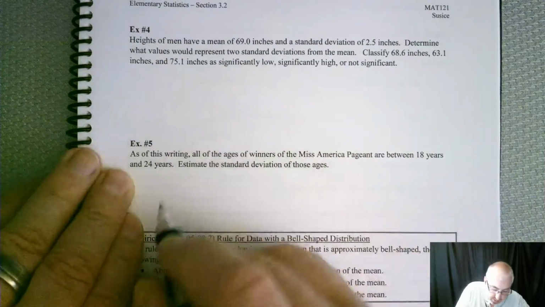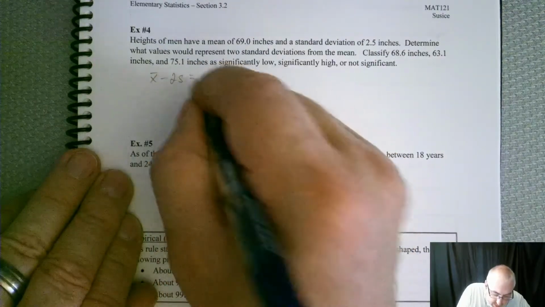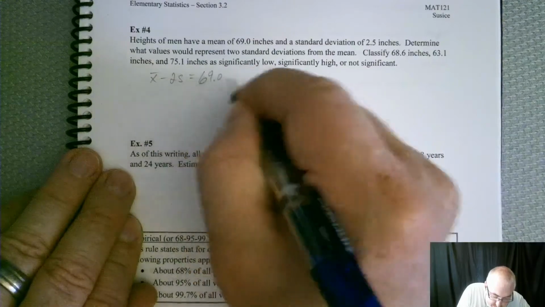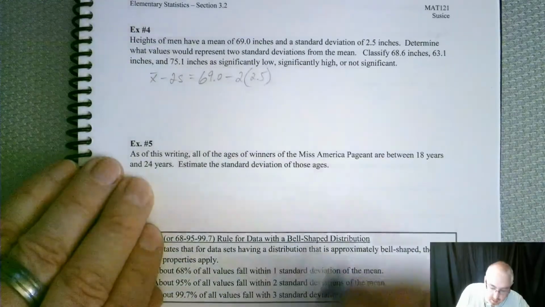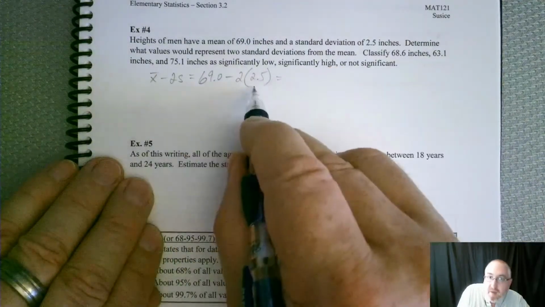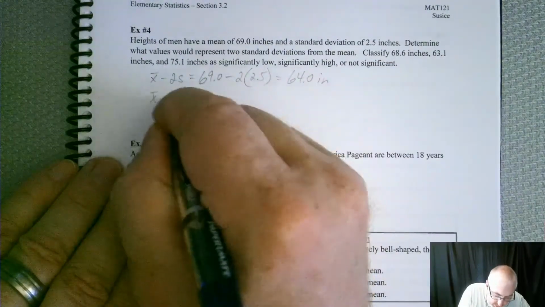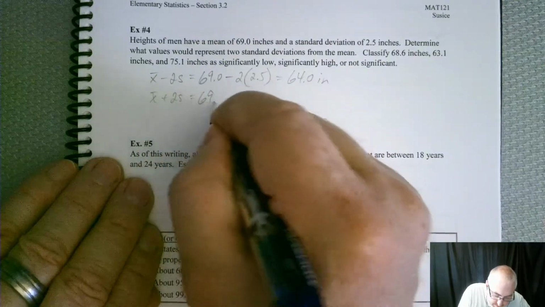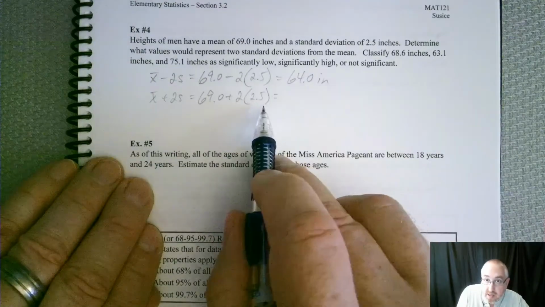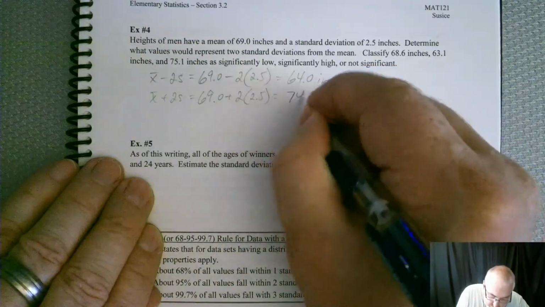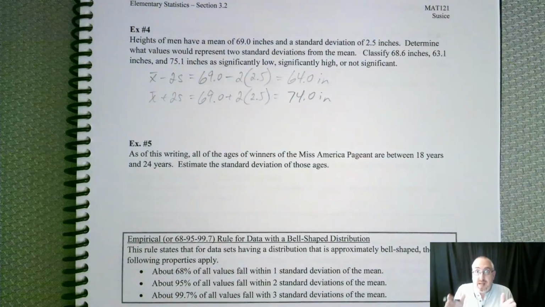All right, so let's do the calculations. We need x bar minus 2s, and that's going to give me 69.0 minus 2 times 2.5. So 69 minus 5, which is 64. And then x bar plus 2s, so again now we're adding 5 essentially. That's going to give me 74.0. So basically those are the cutoffs for significant values.